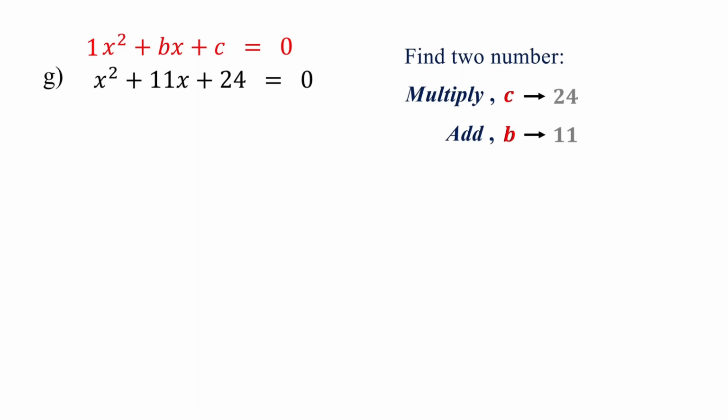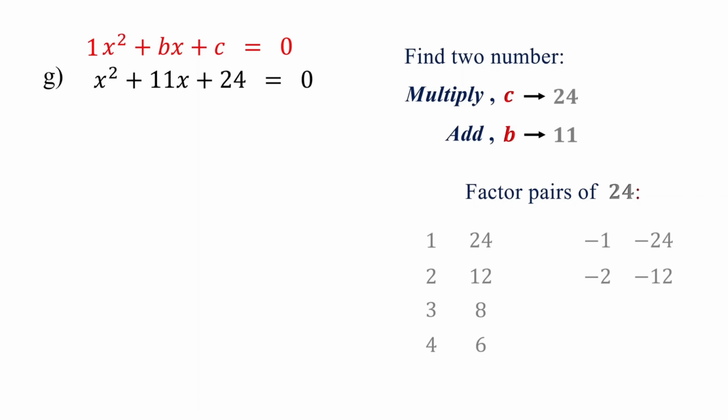To find these numbers easily, we start by listing the factor pairs of 24. 1 and 24. 2 and 12. 3 and 8. 4 and 6. We also have the negative factor pairs, which can be obtained by changing the sign of these factor pairs. Now we have a list of all pairs that multiply to give 24. Next, we need to figure out which pair adds up to 11. Let's add them to find out.